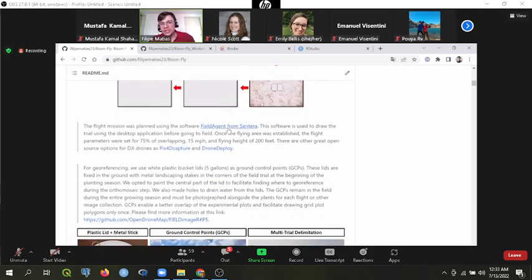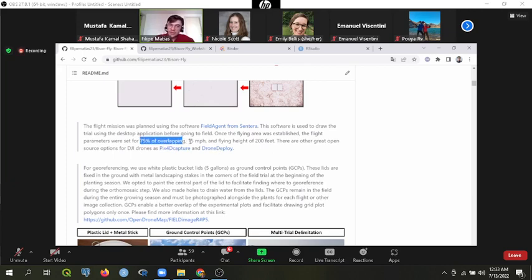After this, we saw that for making our plan, we were using Field Agents from Centera. However, there are other open source tools, for example, Pix4Dcapture and DroneDeploy. So feel free to come and check all of them.